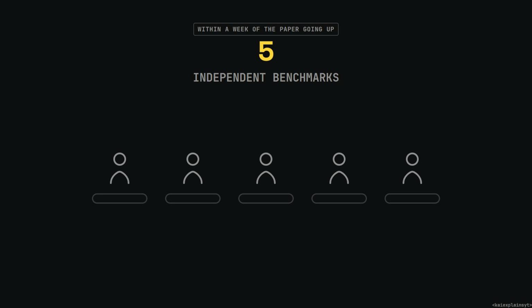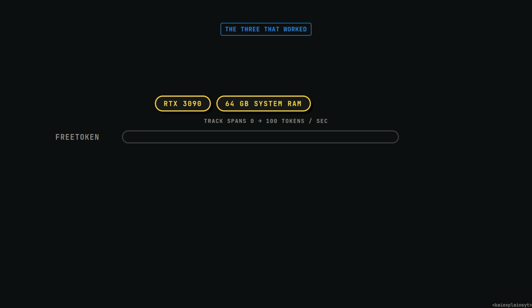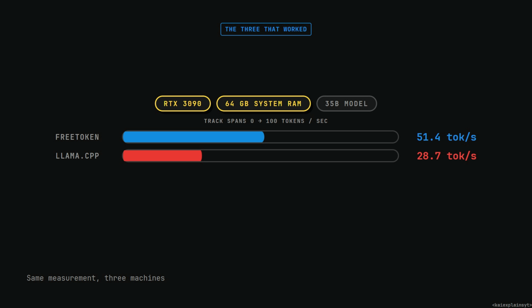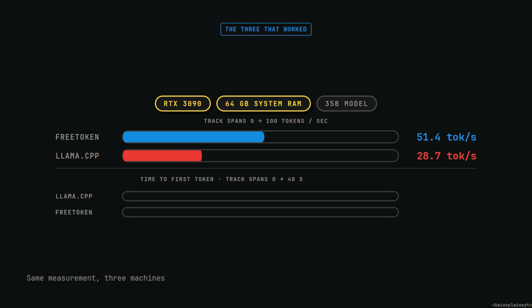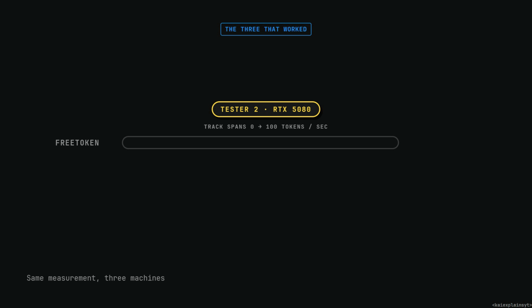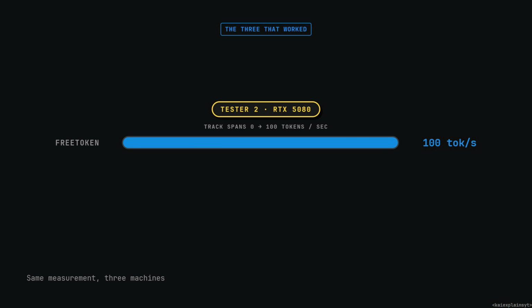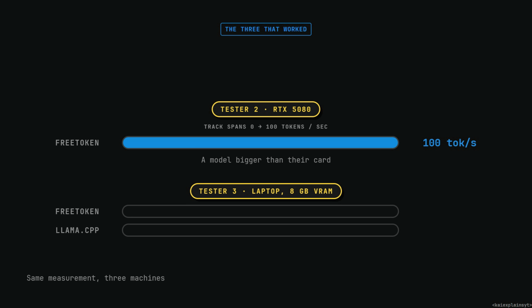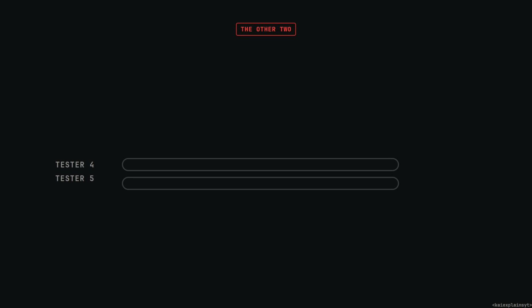And the interesting thing about them is how far apart they land. One tester on a 3090 with 64 gigabytes of system RAM got 51.4 tokens per second on the 35 billion model against 28.7 from llama.cpp, and time to first token on a 21,000 token prompt dropped from 37 seconds to 9. That's 1.79 times with no tuning, sitting neatly inside the paper's claimed range. A 5080 owner got around 100 tokens per second on a model bigger than their card. A laptop user with 8 gigabytes of VRAM got 44.5 tokens per second against 11.1 from llama.cpp on the same model. Then the other two, which are much worse.